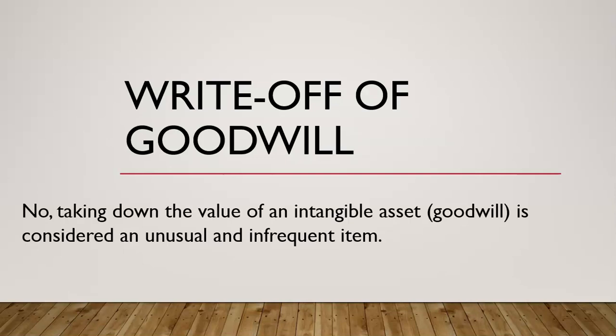The next item is write-off of goodwill. If you're not familiar with what this means, you need to go back to the YouTube videos where I work through each and every one of these items that we might see on an income statement. A write-off of goodwill is not included in operating income. What it means is taking down the value of an intangible asset that we're holding, the specific intangible asset goodwill that we carry on our balance sheet, saying it's not worth what we are reporting it to be, so we need to record an entry to take the value down. That is considered an unusual and infrequent item.